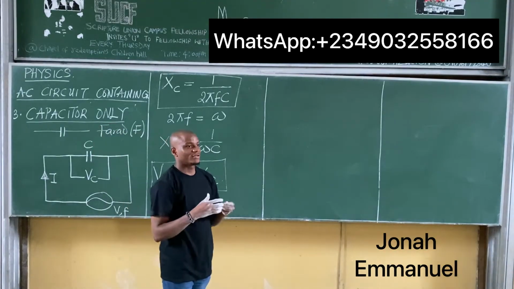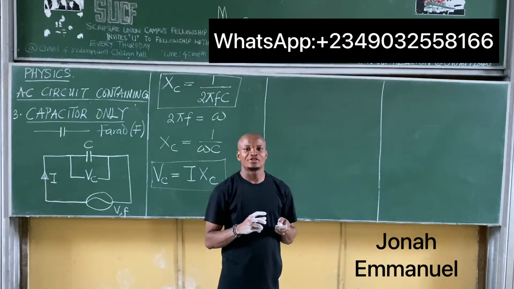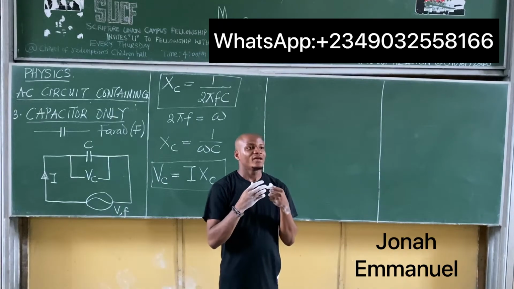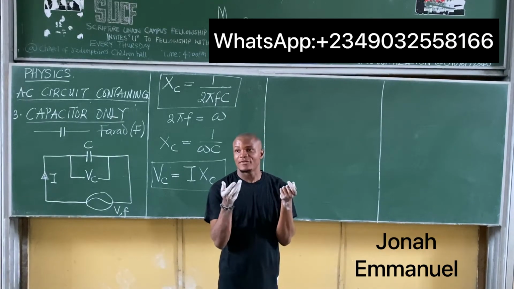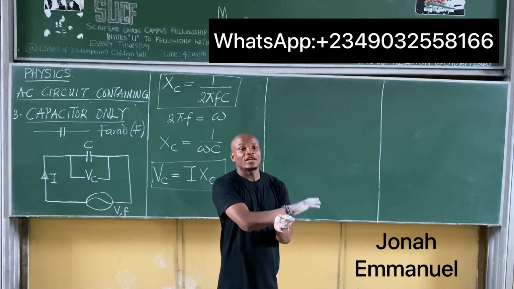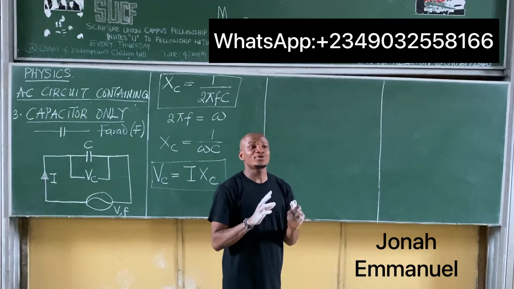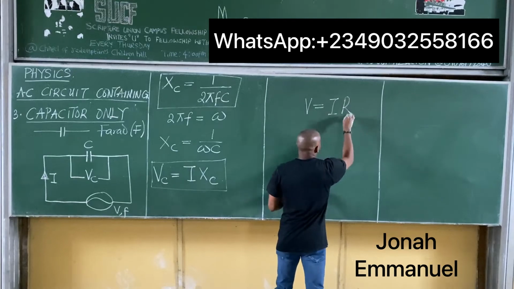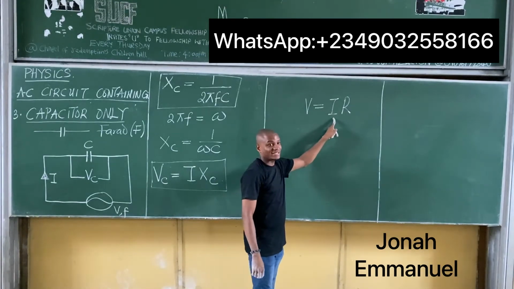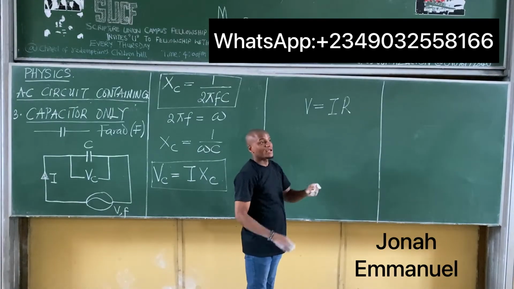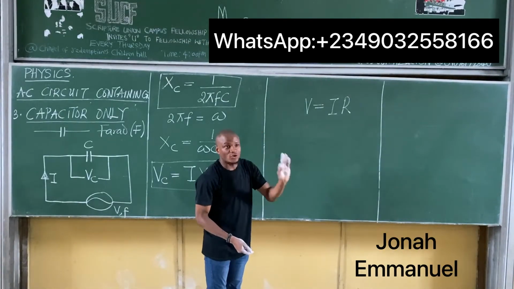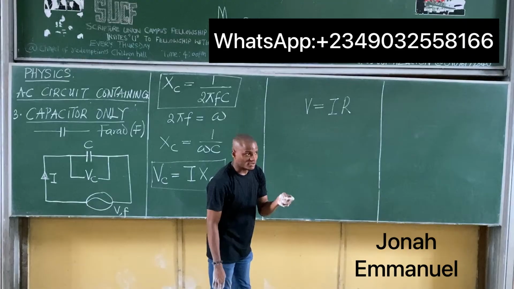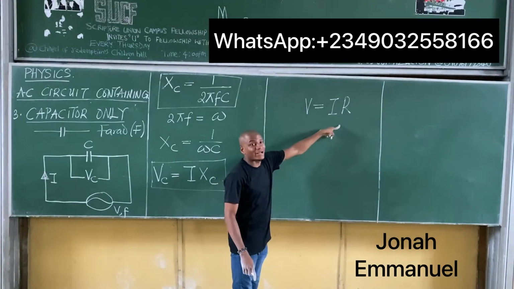At this point, ladies and gentlemen, we are done considering them in ones. Let's now take them in twos. If you ask me, I feel it's easy. Everything here deals with Ohm's law. Ohm's law basically is this: V is equal to IR, voltage equal to current times resistance. If it is a resistance only circuit, V is equal to IR, no problem. If it's an inductor circuit, V is also equal to IR, yes.